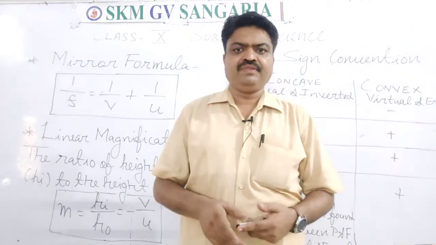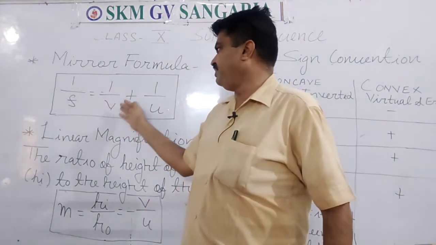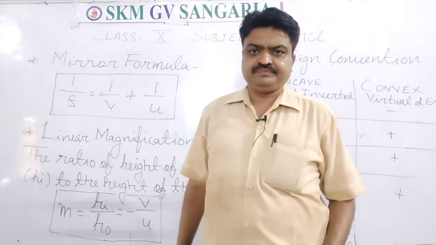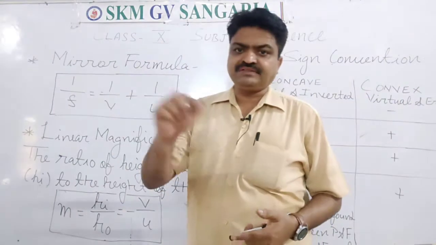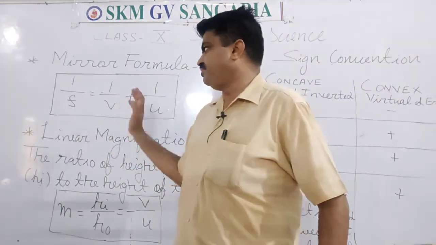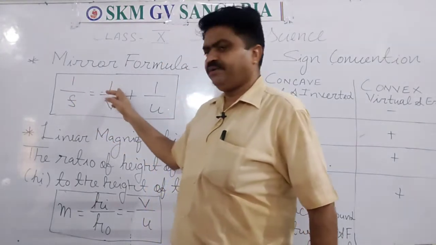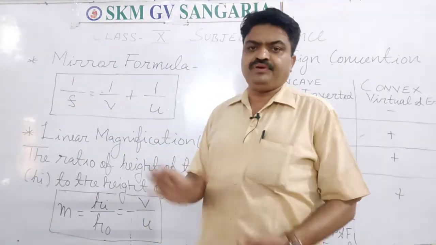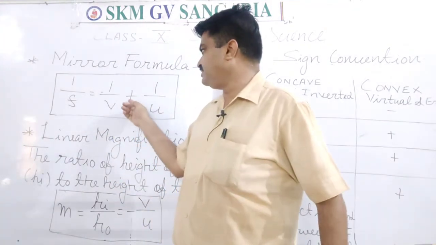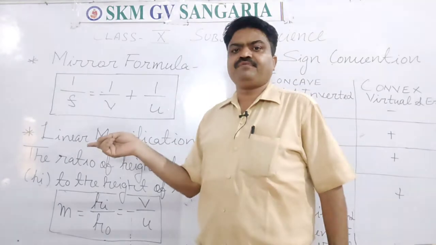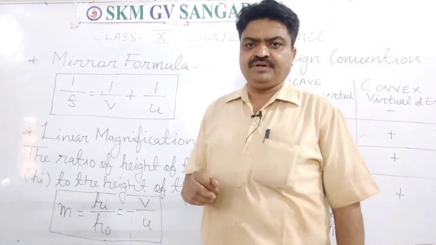The mirror formula is 1 upon f is equal to 1 upon v plus 1 upon u. This is the mirror formula. And what is the lens formula, student? Just the opposite of it: you write 1 upon f equals 1 upon v minus 1 upon u. With the help of this plus and minus, the plus will come in the mirror formula and the minus will come in the lens formula.